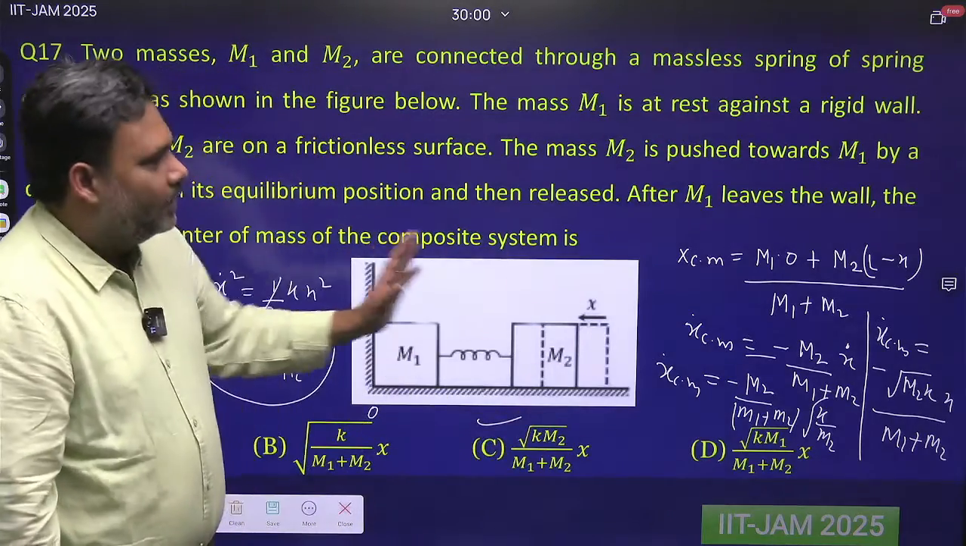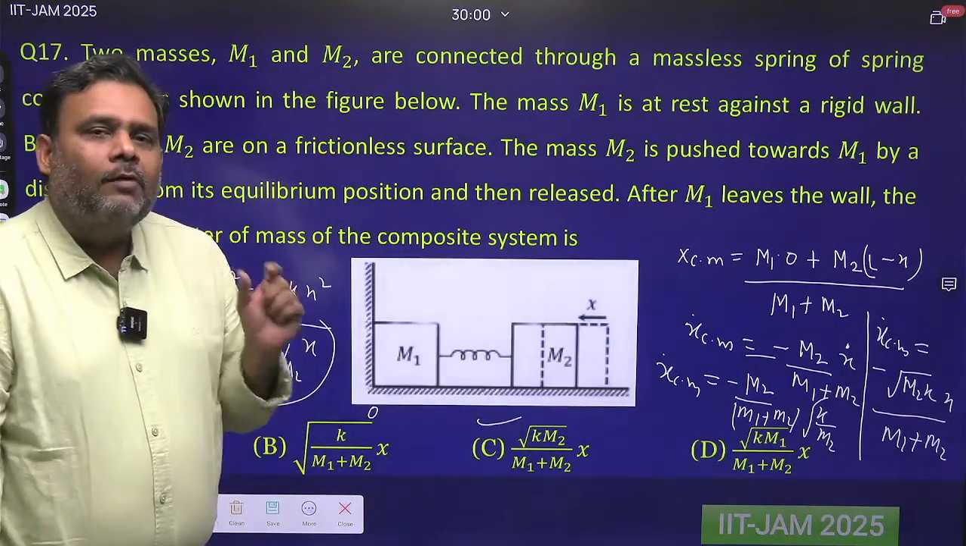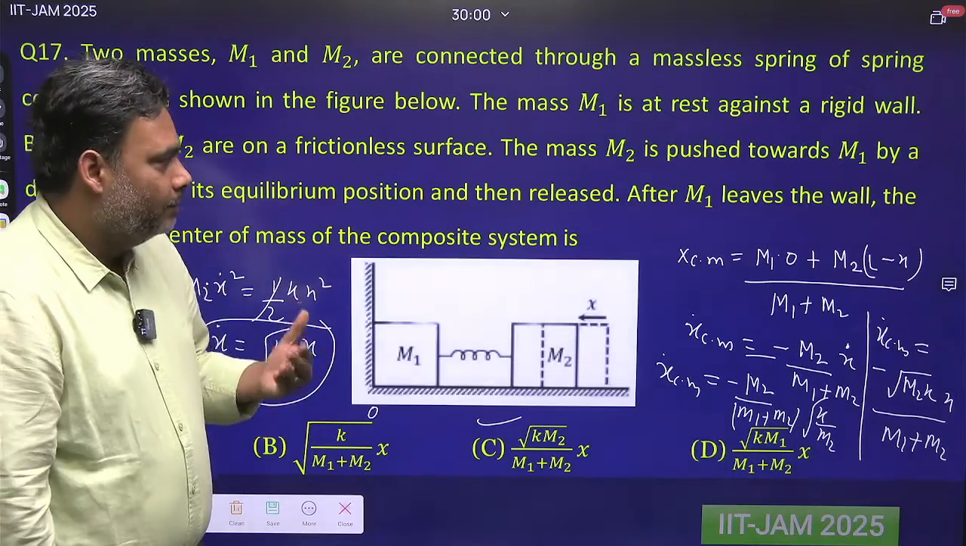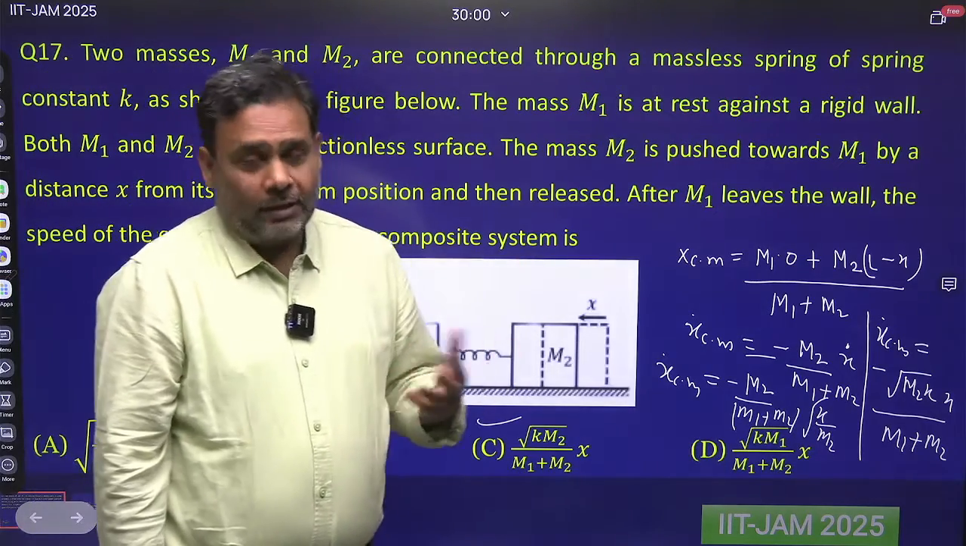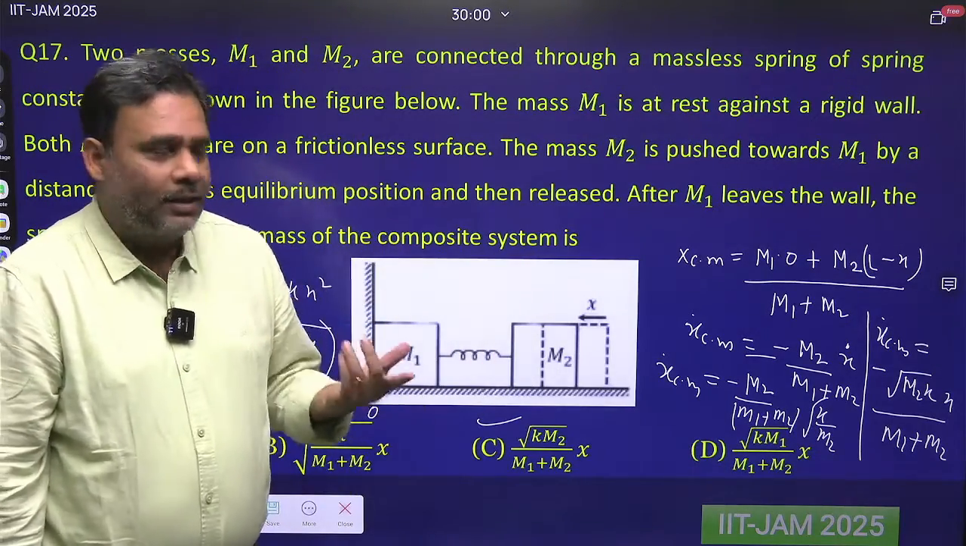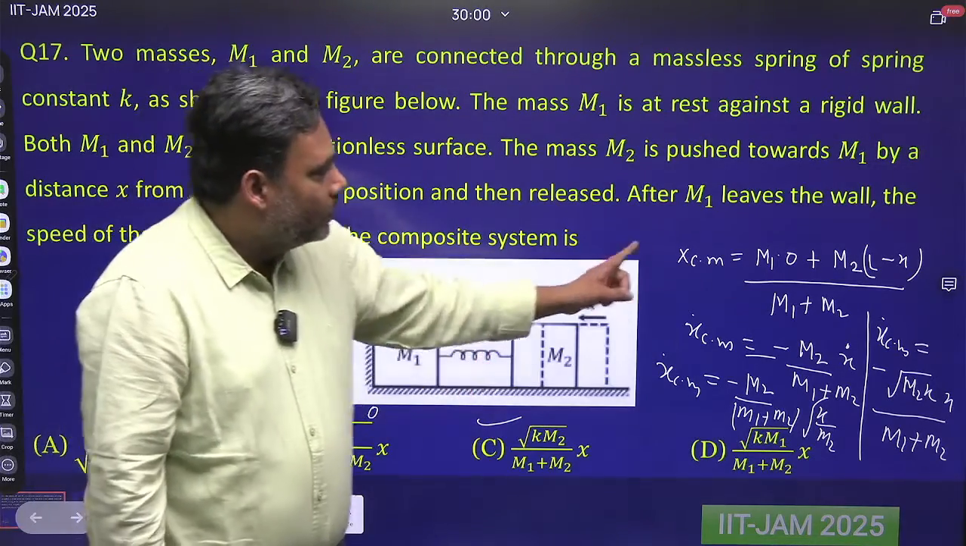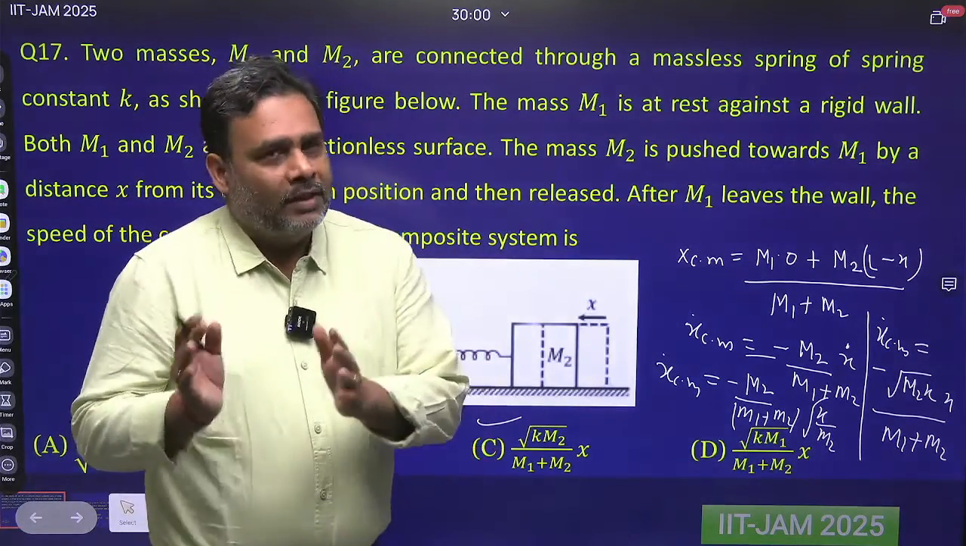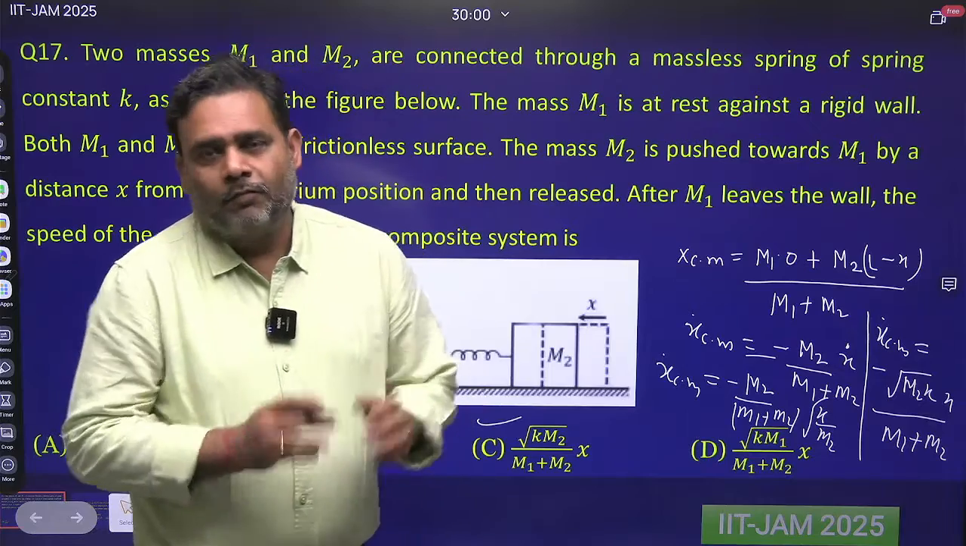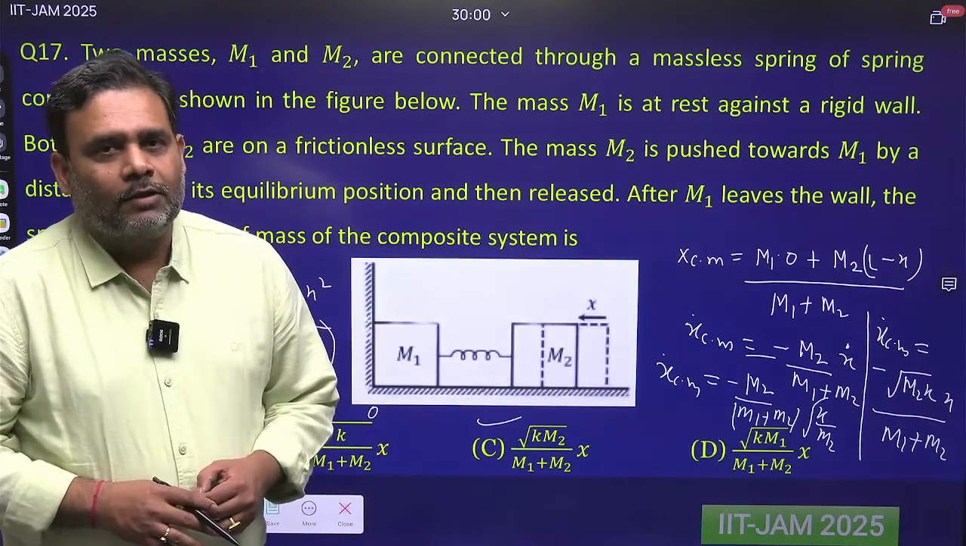So it's a very straightforward question, but you have to understand the concept of center of mass and how its speed is going to change, and whether its speed is going to be constant. Since the spring force is a conservative force, you can use the concept that your center of mass will always move with constant speed or constant momentum.